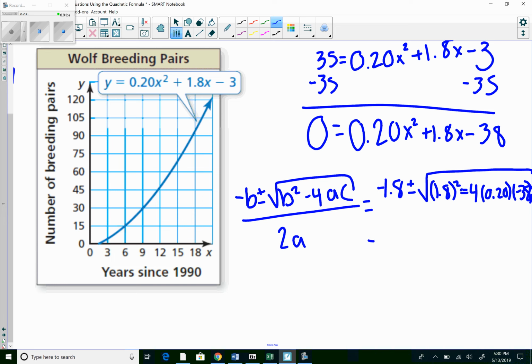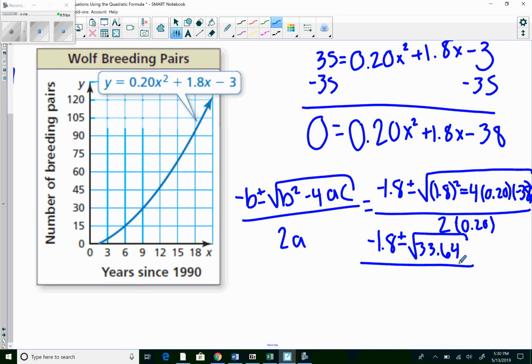Okay, so you've got negative 1.8 plus or minus, oopsies, I forgot that this is all over 2a. 2 times 0.2. Okay, grab your calculators, take this entire thing, and you can simplify it. So let's see, 1.8 squared minus 4 times 0.2 times negative 38 should turn out to be 33.64, all over, this should be 0.4.